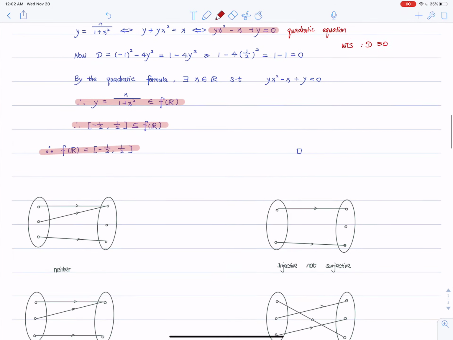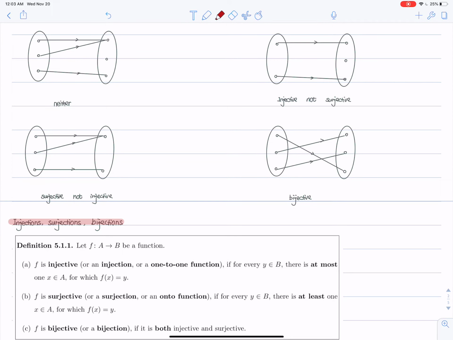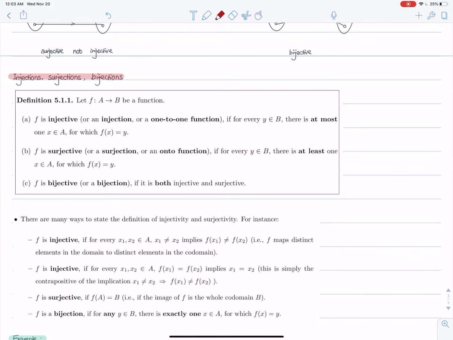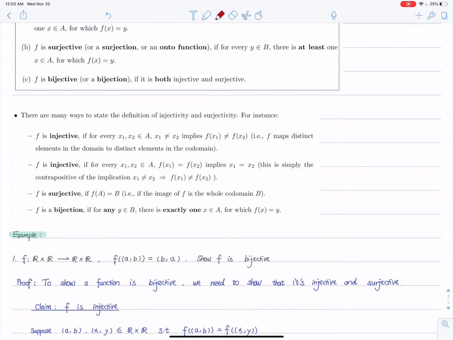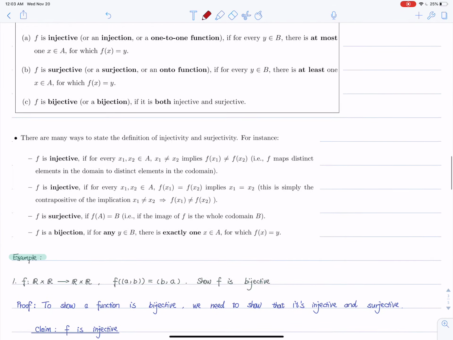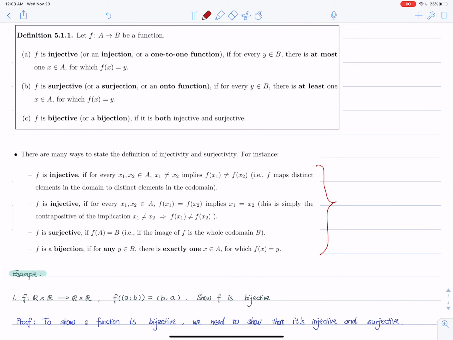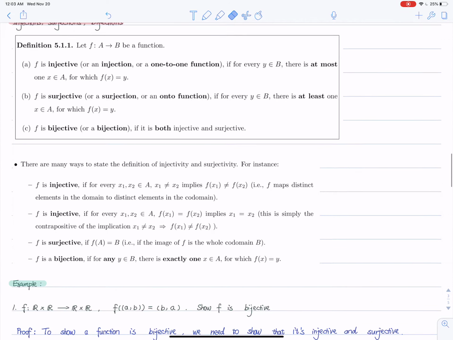Anyway, let's go to the next topic: injection, surjection, bijection. So those are the definitions. This is a definition I took from the textbook, and those are some variations of the definition. I personally think it's helpful to read this, because sometimes using those definitions will be easier than the original definition. So have a look, okay? When you are free, have a look.